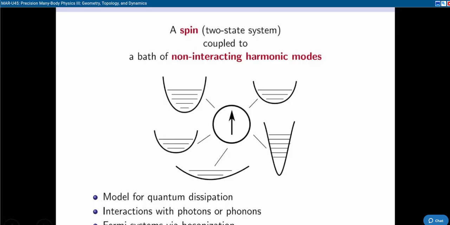So Andrea already very nicely briefly introduced the model. Let me just summarize what the Spin-Boson model is about. It's a fixed spin, or a two-state system, which is coupled to a bath of non-interacting harmonic modes, or bosons. And it's a paradigmatic model to study quantum dissipation, but also, of course, very useful to study interactions with photons or phonons, and even fermionic systems via a mapping called bosonization.